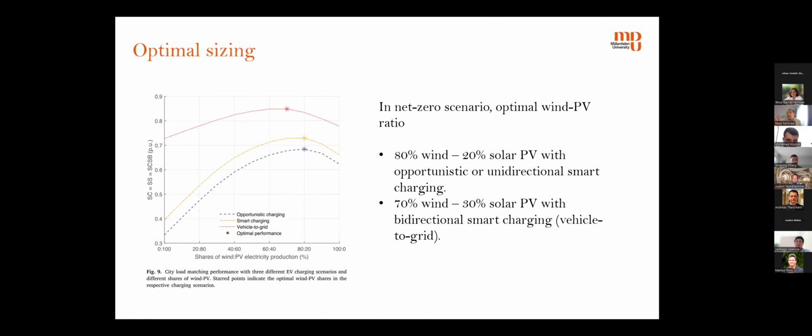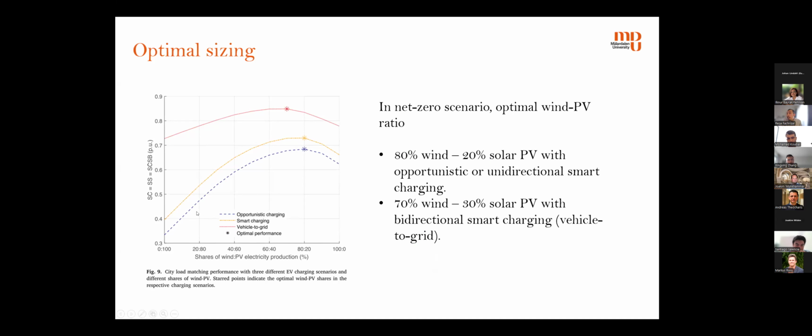Yeah. So now we have optimal sizing. And so in the net zero scenario, the optimal wind PV ratio, because we are not sure if we should have 100% PV, 100% wind, or 50-50. But then based on this measure, the load matching measure, we can see that it behaves like this. So 0 is wind here, 100 is PV, and to the right side, it's 100 wind and 0 PV. So yeah, it's a step function here.